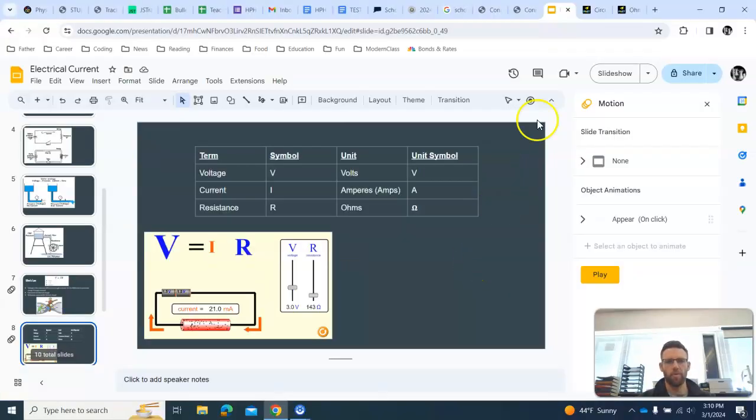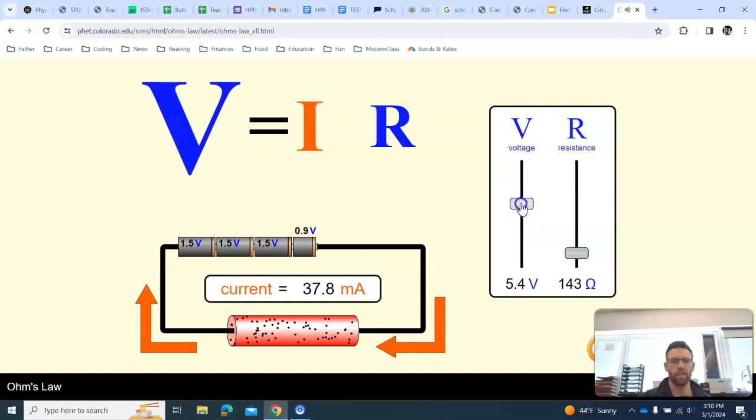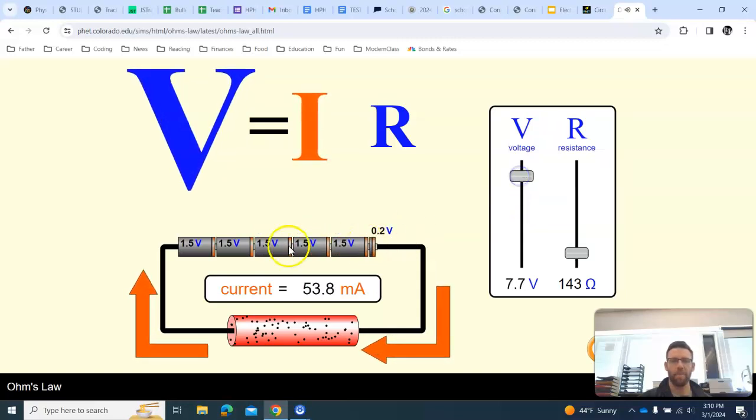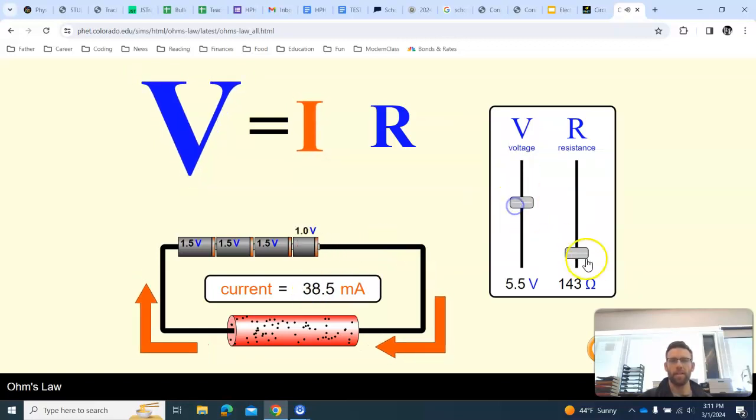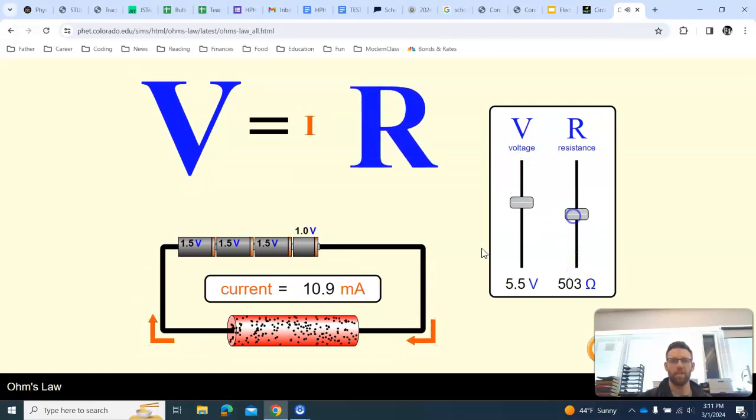All right. If I quickly jump over to this little simulation, if you ever want to play around with it, you can. Basically, it shows you if you increase the voltage, what happens to the current. An increase in voltage increases the current. When we increase the voltage, you can see we're just adding batteries. The more batteries you have in a row, the more voltage you have, right? And that means you get more current. On the flip side, if I add more resistance, that's going to make my current really small.